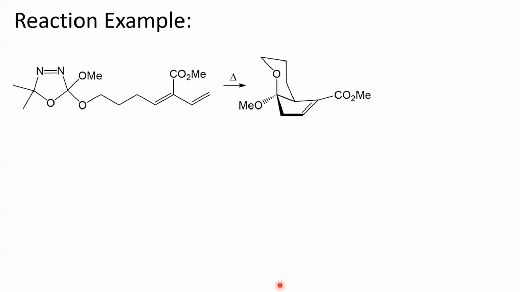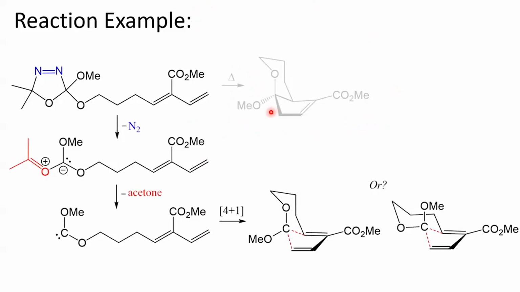So here's a general reaction example that involves cheletropic reactivity. We have this starting material, there is a pair of double bonds on this side that could react with our single atom species, and when we apply heat, a cyclization occurs giving us this product. So the first two steps of this reaction are all about generating our carbene. So the first step is loss of nitrogen. This generates an acetone leaving group, and when that departs, we arrive at our singlet carbene species.